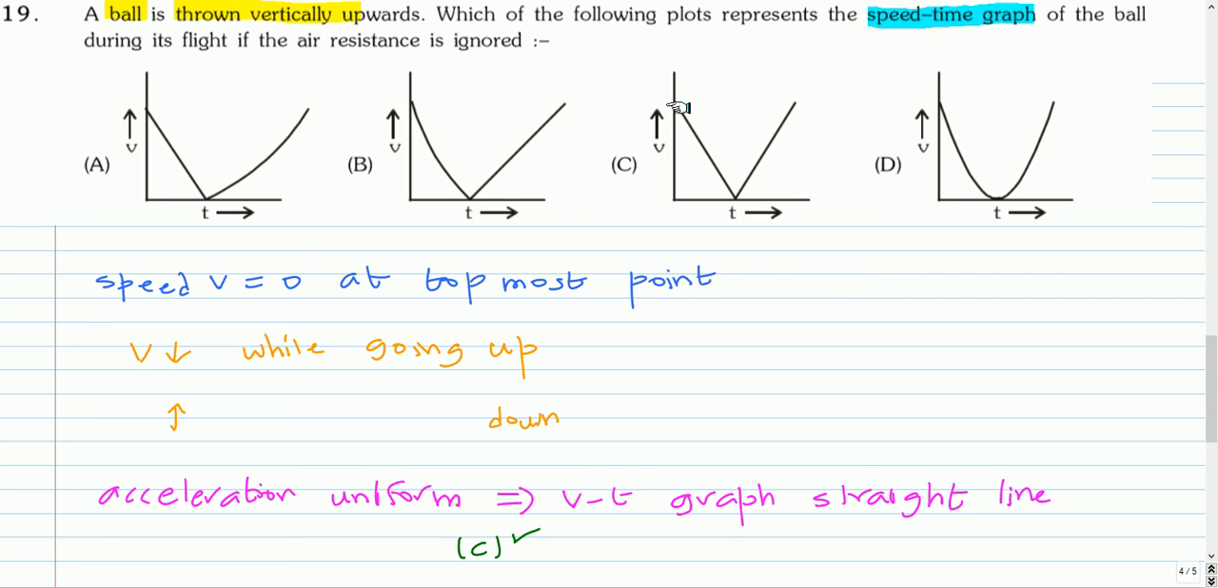At time t equals 0, the velocity is maximum. That is the speed at which it's thrown. Here it's moving up and the velocity is decreasing. And at this point, with velocity 0, it has reached the maximum height. After that, it's turning down and moving down with its velocity increasing. So the correct option is option C.